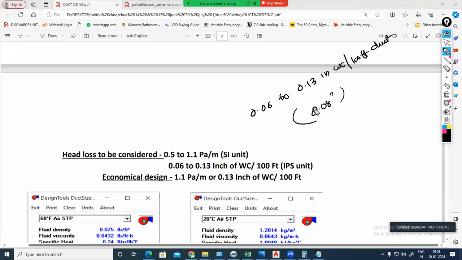P is equal to pressure is equal to density into gravity into water column. By that equation, we can convert that into Pascal as well. You know how to do it. Correct. This is the IP range.